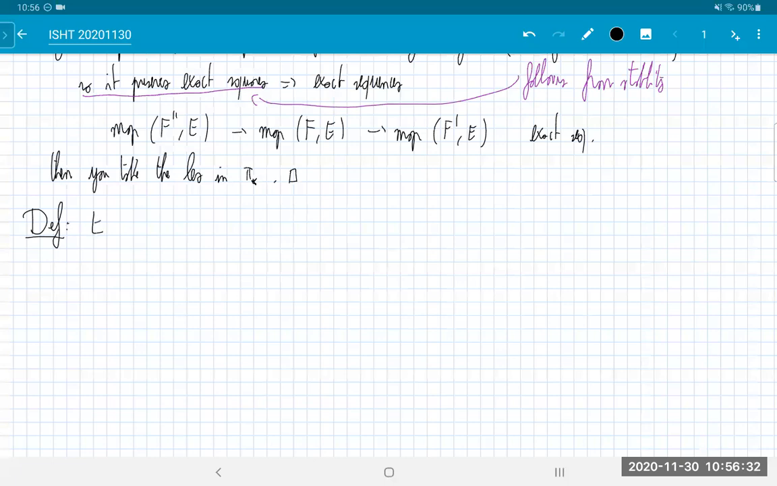So, for E, F spectra, the tensor product, which is sometimes also called the smash product and written as E smash F, but I'm not going to use that. This is the older notation that you'll find in all papers until 2005 and also some more recent papers. But nowadays people have pretty much all started using the tensor product as far as I can tell. So I'll use the modern notation.